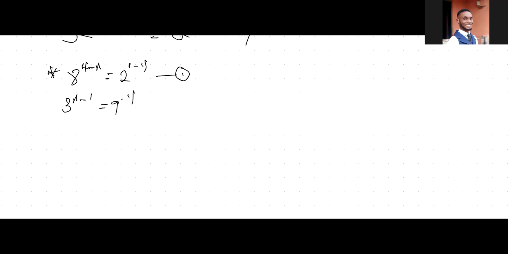Okay, so let's break this one down. Equation 1: 8 can be 2 raised to the power of 3, so we have 2 raised to the power of 3 into (4 minus x), which is equal to 2 raised to the power of 1 minus y. This will definitely remove the base, which will give us what? That's 3 times 4, that's 12 minus 3x, which is equal to 1 minus y.